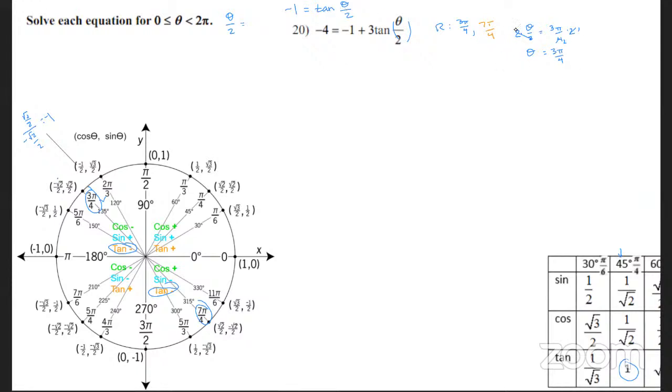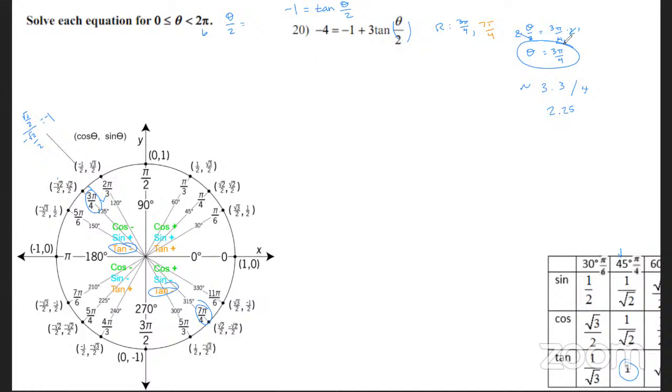Let's estimate pi by using 3. So let's say our estimate is 3 times 3 divided by 4, or 9 divided by 4. 9 divided by 4 is going to be 2.25. 2.25 is our estimate. And remember, 2 pi, if we take 2 times an estimate of 3 for pi, that's going to give us 6. So is 2.25 between 0 and 2 pi? It is. And therefore, 3 pi over 4 should be an answer.